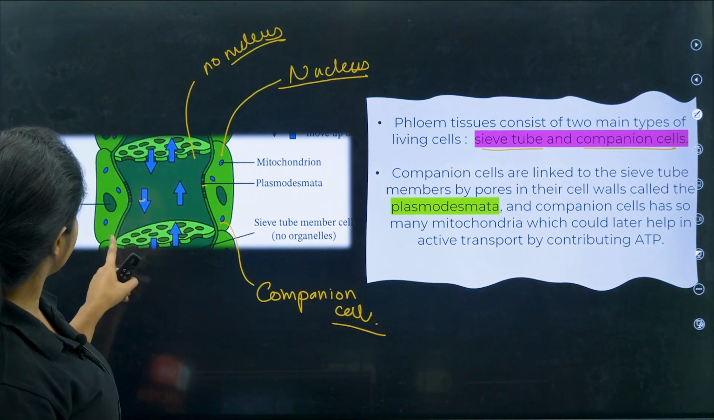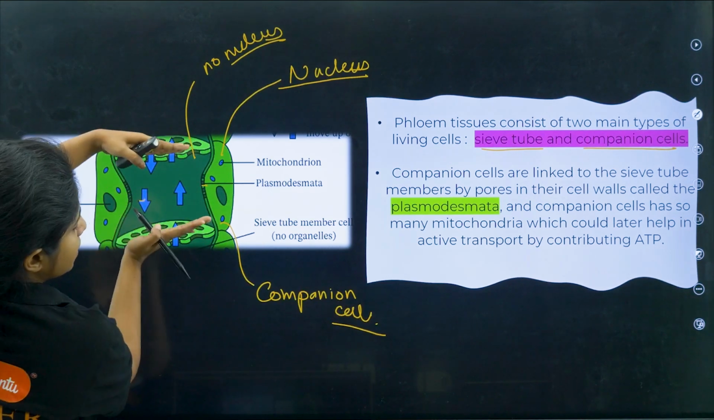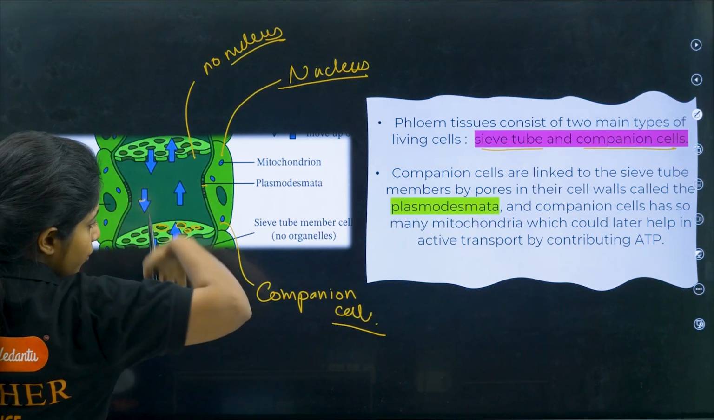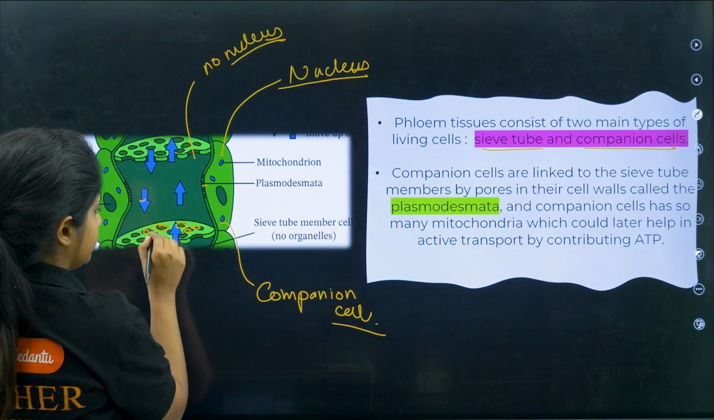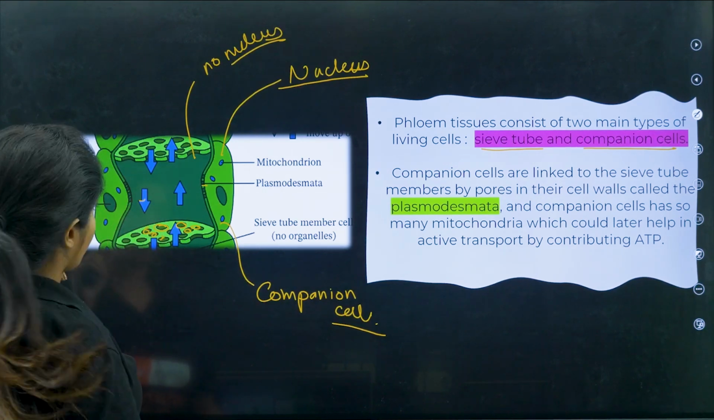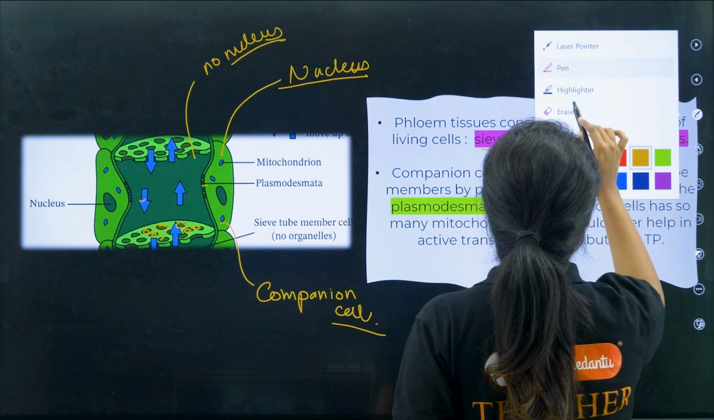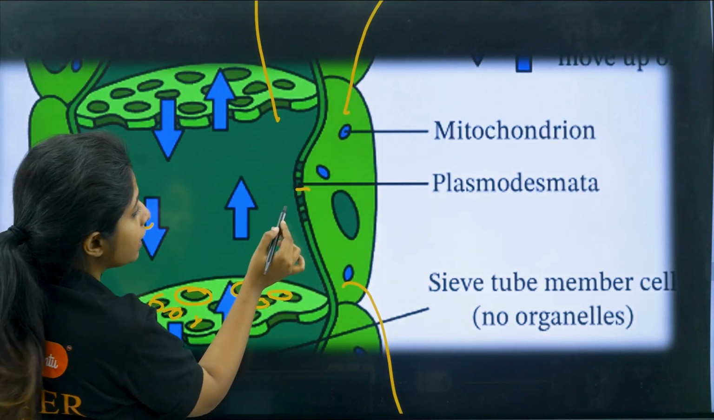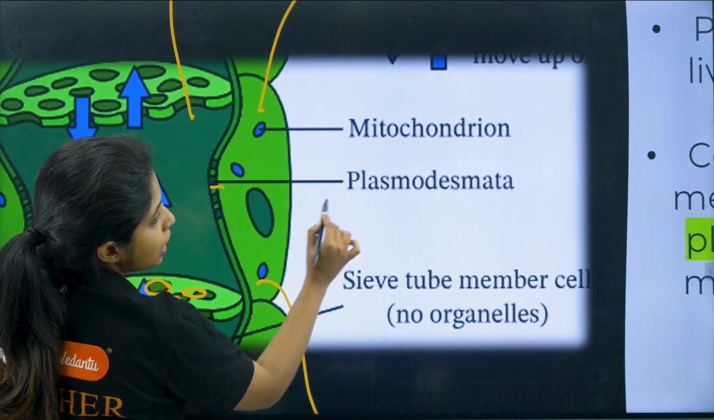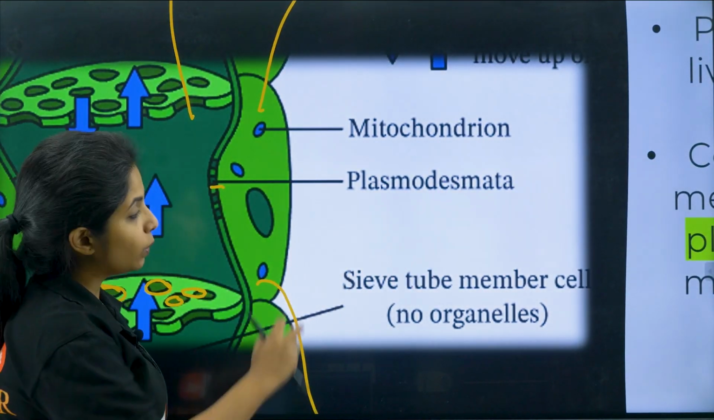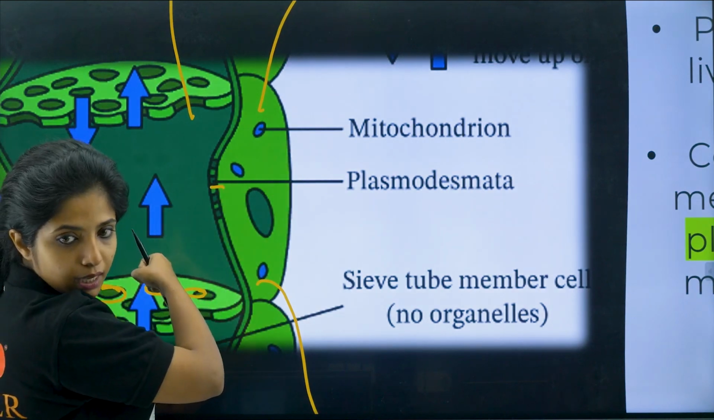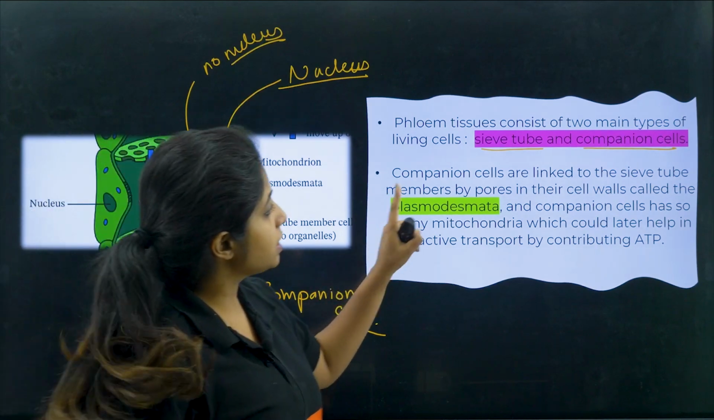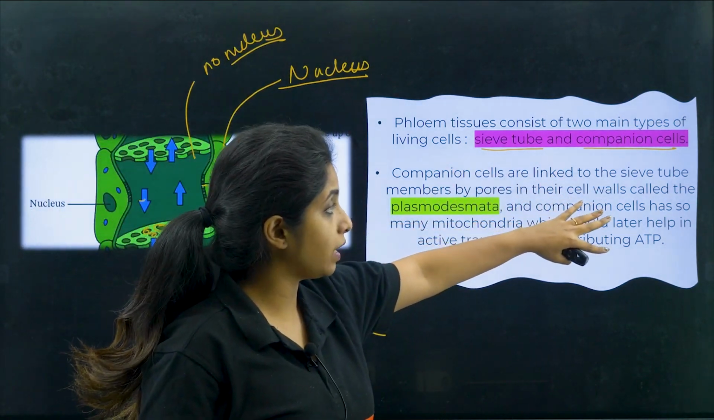Okay, and if you see over here, there is a sieve plate. If this is a sieve tube cell, at the end of them you have a sieve plate which has sieve pores through which the food is getting translocated. And if you see properly, this companion cell as well as the sieve tube cell are connected with the help of these pores that you see over here, which are known as plasmodesmata. So whatever is being made over here can be transported this side with the help of what? Plasmodesmata.